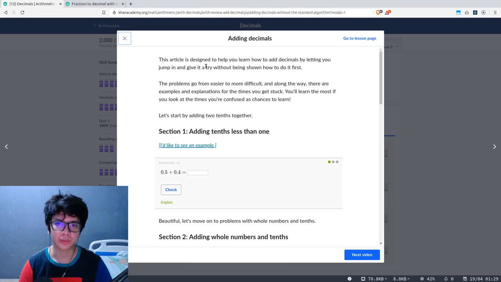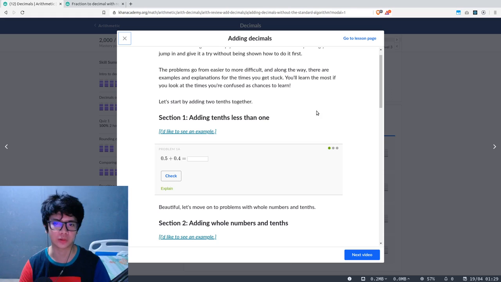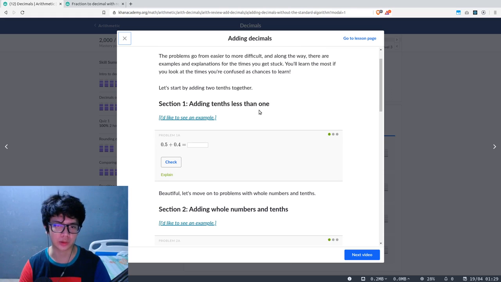There are pills assigned to help you learn how to add decimals without being shown how to do it first. The problems go from easier to more difficult, and along the way, there are examples of experimental problems with stuff. Learn the most if you look at the times you can take this chance to learn. Let's start by adding two things together. Adding two things is less than one.